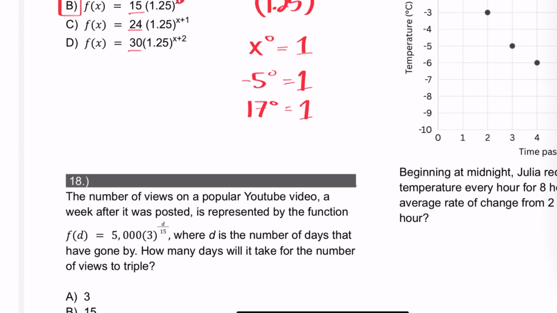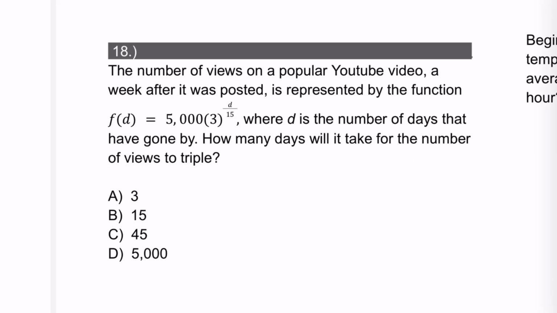Number 18. The number of views on a popular YouTube video a week after it was posted is represented by the function f of d equals 5,000 times 3 to the power of d over 15, where d is the number of days that have gone by. How many days will it take for the number of views to triple?